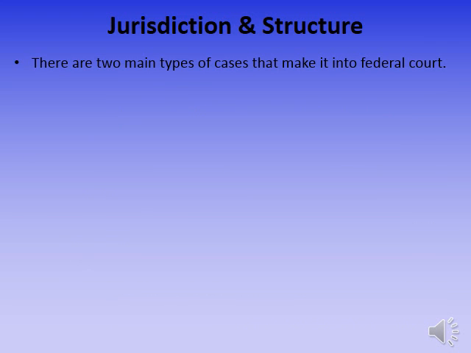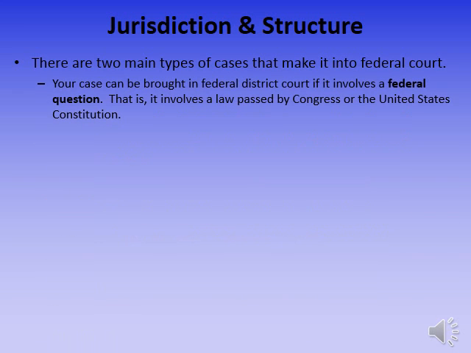So what kind of cases can make it into federal court? Well, there are two main types that end up in federal court. The first kind is if your case involves what is called a federal question, which means that it involves some law passed by Congress or the United States Constitution itself.